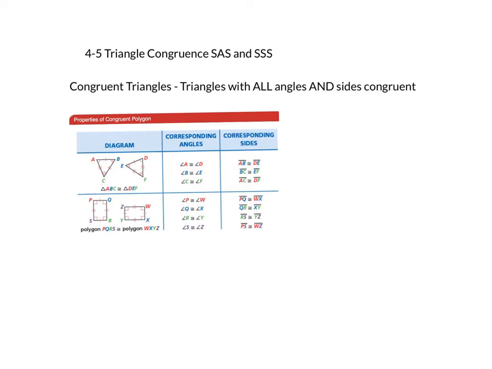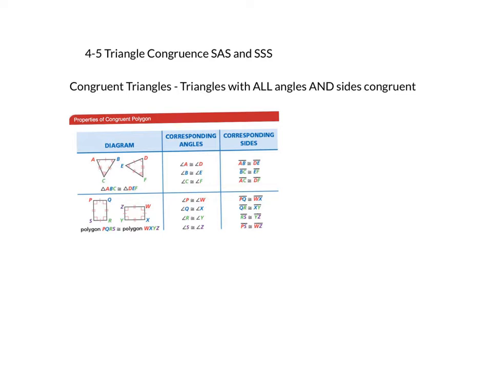So this is 4-5, triangle congruent, side angle side, and side side side, SAS and SSS. Prior to this lesson, in 4-4 and 4-3, congruent triangles were defined as triangles with all angles and sides being congruent. This was an example from 4-4, with all the corresponding parts, corresponding angles and corresponding sides. These two triangles are congruent because every side matches another side, and every angle matches another angle, A to D, C to F, B to E, etc. So that made these triangles congruent.